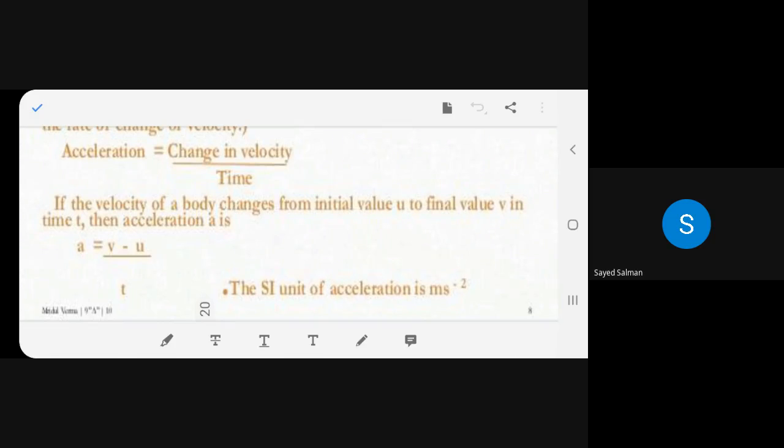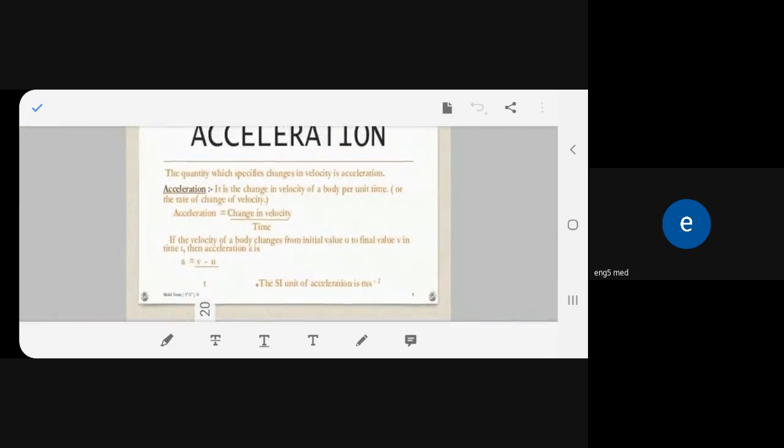I hope you have understood all the features of motion, starting from distance, displacement, then we came to speed, then velocity, and we finished the acceleration as well. Okay?